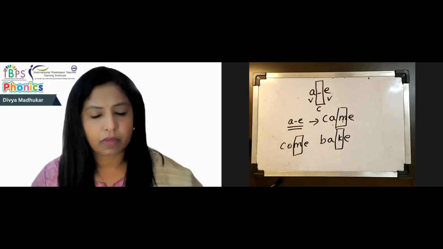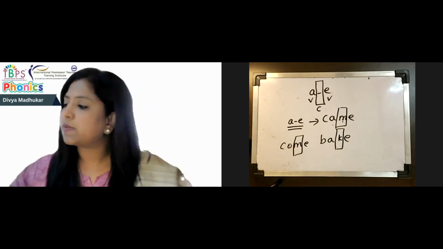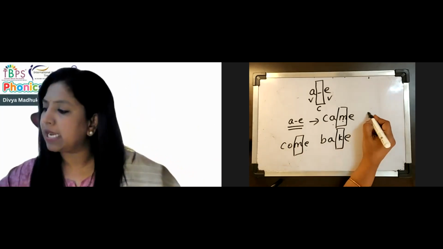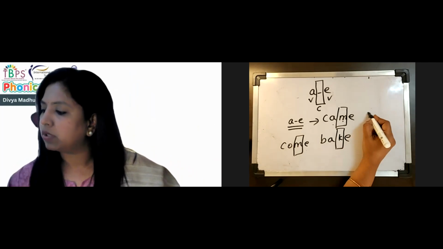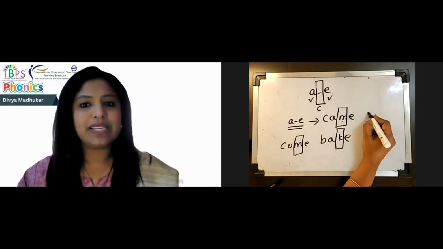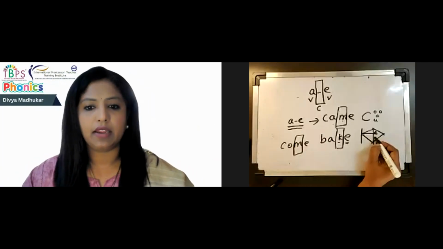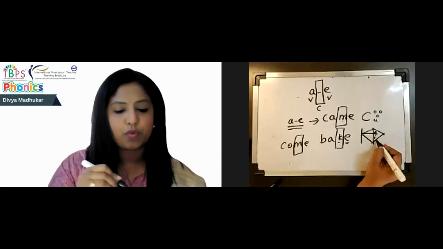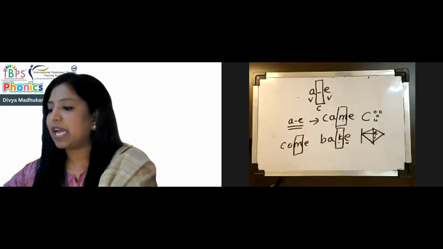My doubt is how to teach when to write C and when to write K. This is what we did yesterday. You remember C and K? You write C only when there is O, A, and U. Look at the vowel here. My vowel is E, so that means when I have my vowel E, I write K. Yes, so that will be one thing.